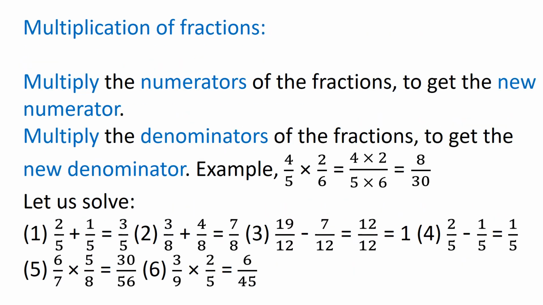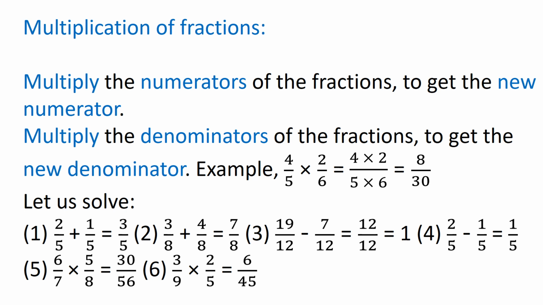Multiplication of fractions. Multiply the numerators of the fractions to get the new numerator and multiply the denominators of the fractions to get the new denominator. For example, 4 upon 5 into 2 upon 6. The answer will be 8 upon 30. Let us now solve a few questions.